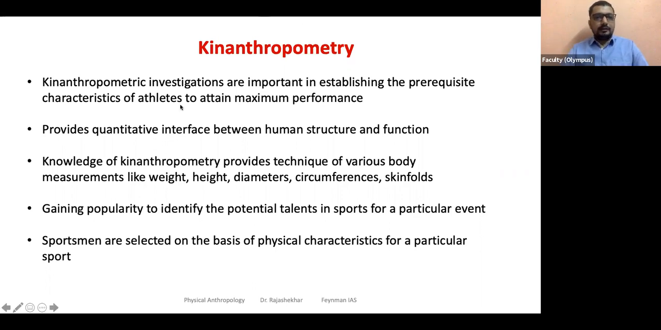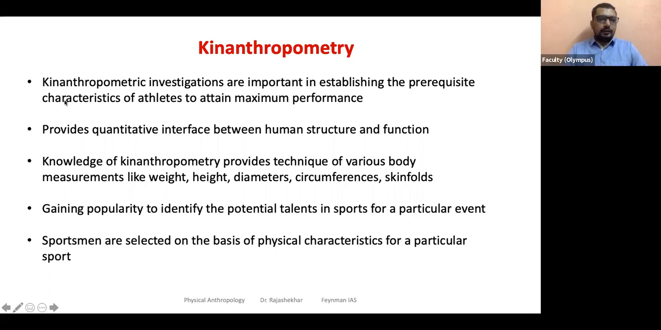So what does it provide? This anthropometric analysis provides us a quantitative view on human structure, how they are built, how they can perform. So what is the use of kinanthropometry? Make these points, okay? Because this is part of my way of explanation to this. Although in the handout I have a description, you develop the idea, write down the idea that you are developing, which will make it easy for you to follow the handout.